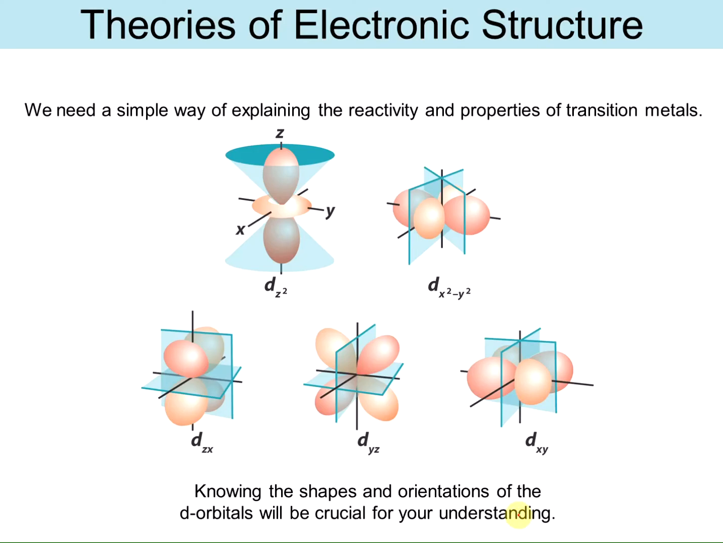So we needed a simple way of explaining the reactivities and the properties of transition metals. And knowing the shapes and the orientations of the d orbitals is crucial for your understanding. So remember, each of the d orbitals has 4 lobes, where the dx squared minus y squared lies on the xy axes, the dxz and dyz lie between their respective axes, and the dxy lies in between the x and y axes. And then the dz squared, remember, is the weird one that has 2 lobes in the same phase, and then the donut around it. So knowing these shapes and how they're oriented will help us understand why the transition metals are different.